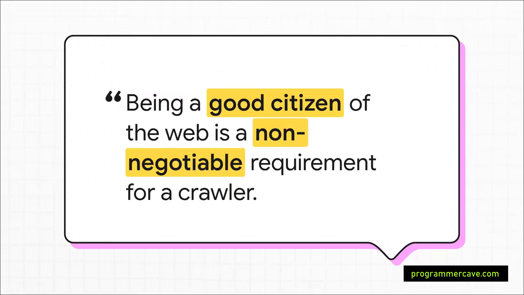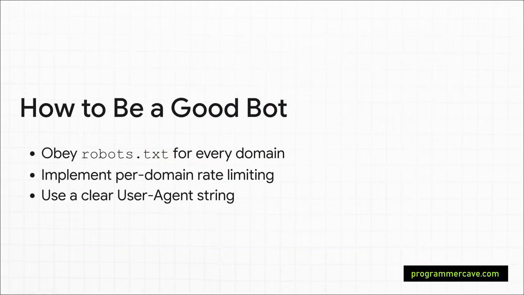And that brings us to what might be the single most important concept in all of web crawling: politeness. I mean, think about it. You're sending millions, maybe billions of automated requests to other people's servers. Being a good citizen of the web, it's not just a nice to have, it is non-negotiable. You get this wrong, and your crawler will get blocked instantly. Game over. So how do you make sure you're a good bot? It really comes down to 3 key things.